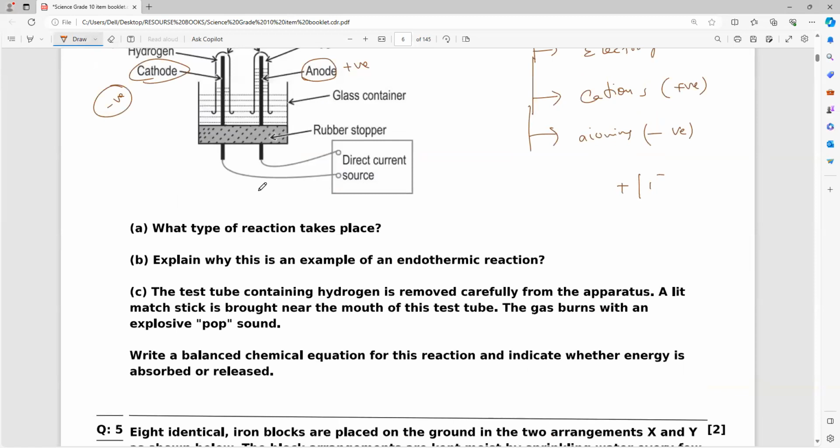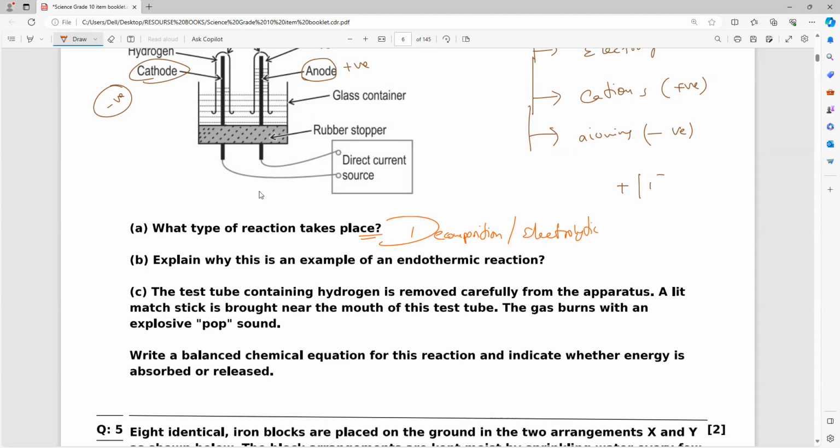So what type of reaction takes place here? What type of reaction is it? It is the decomposition, or exactly, if you want to say, electrolytic decomposition.